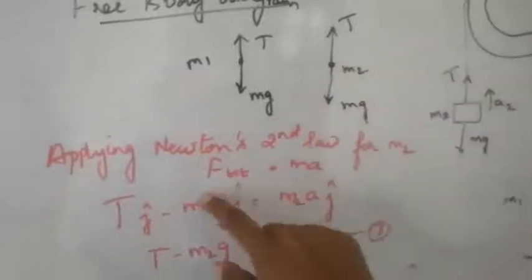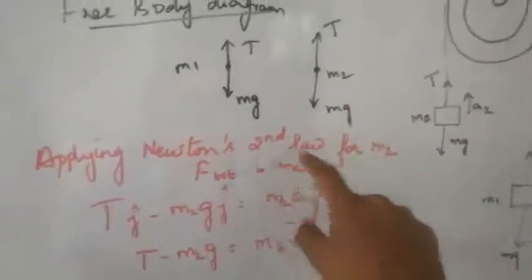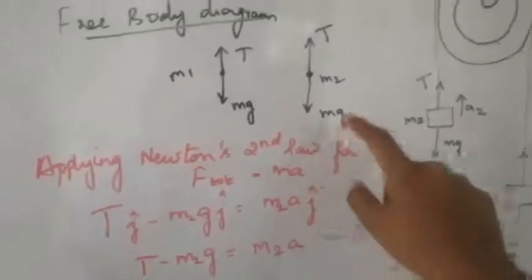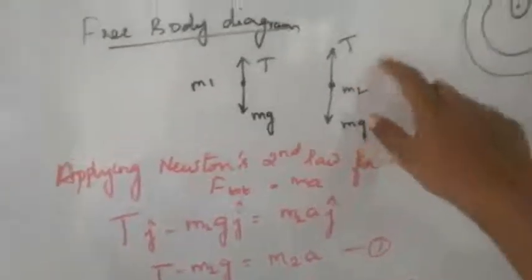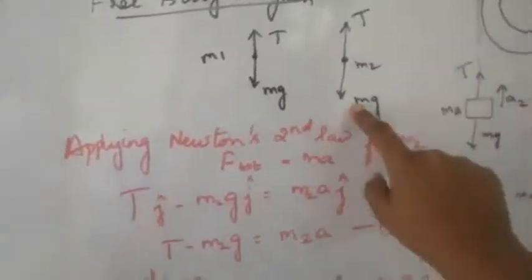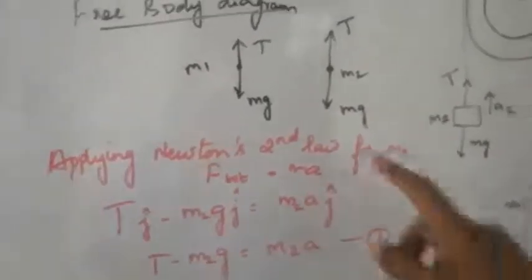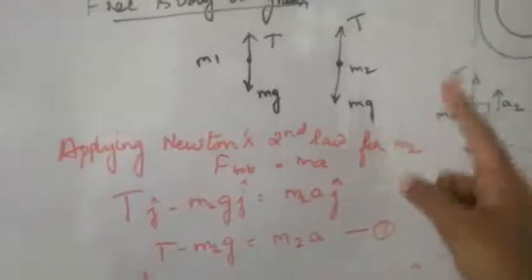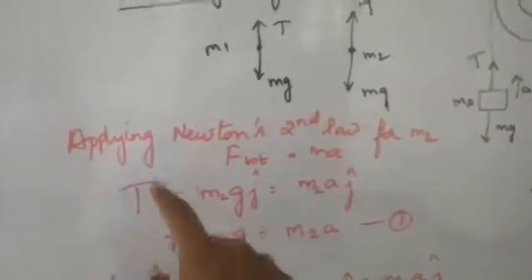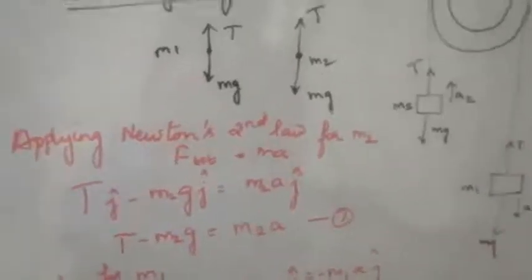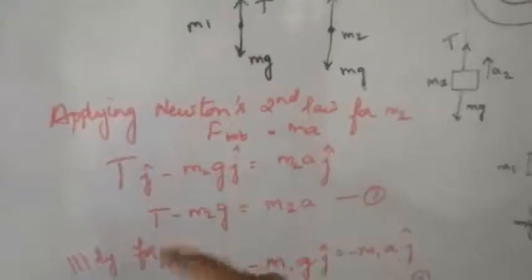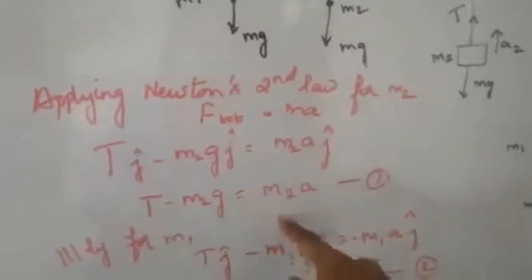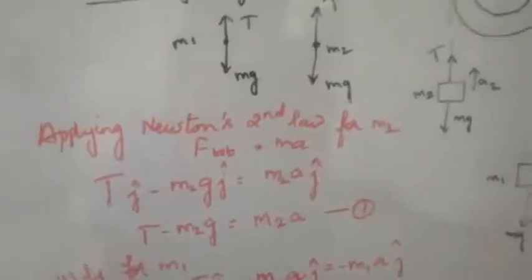See, for mass 2, whatever the total force is, that is equal to ma. Only then is it Newton's second law: F is equal to ma. Okay, so here the total force is T and m2g. Since these two are in opposite directions, T has to be positive and m2g has to be negative. And this one is acting along the y direction. Vertical means the y direction. So for the y direction we put j cap, and we have written it with j cap. For the equation derivation we don't need the j direction, only the magnitude. So removing the j, we have written T minus m2g equal to m2a. Let this be equation 1.